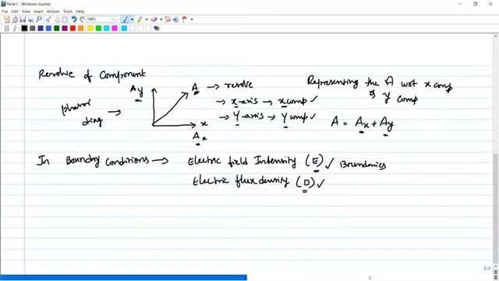Now we have to resolve the vector of E and the vector of D into two components. How are we going to resolve these two?